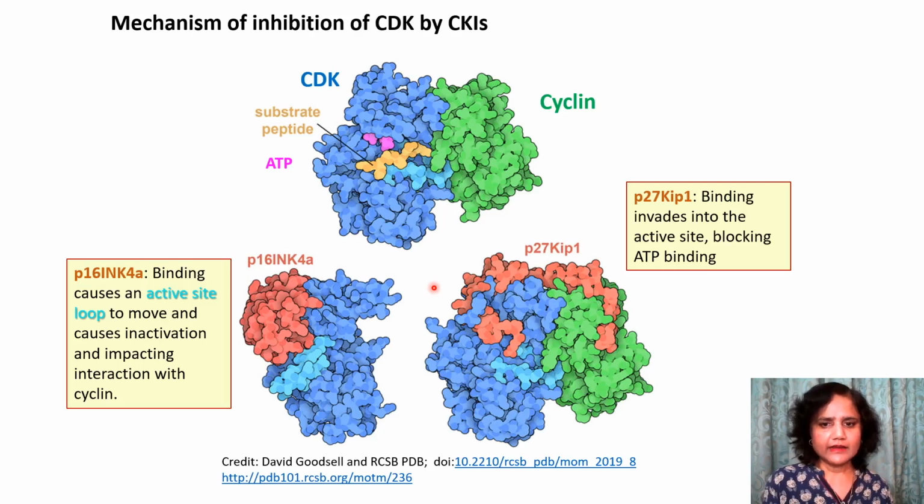On the other hand, another inhibitor, p27-KIP1, is shown on the right side. So this one binds to the CDK cyclin complex, and while binding, you can see it invades into the active site. Therefore, it blocks ATP binding over here.